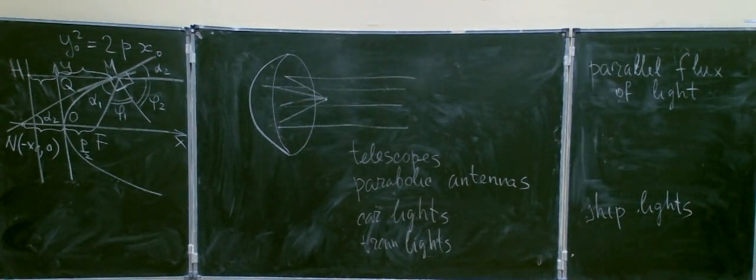Thus, now we have completed learning ellipse, hyperbola and parabola separately. Our next step is to study them all together as curves of second order.